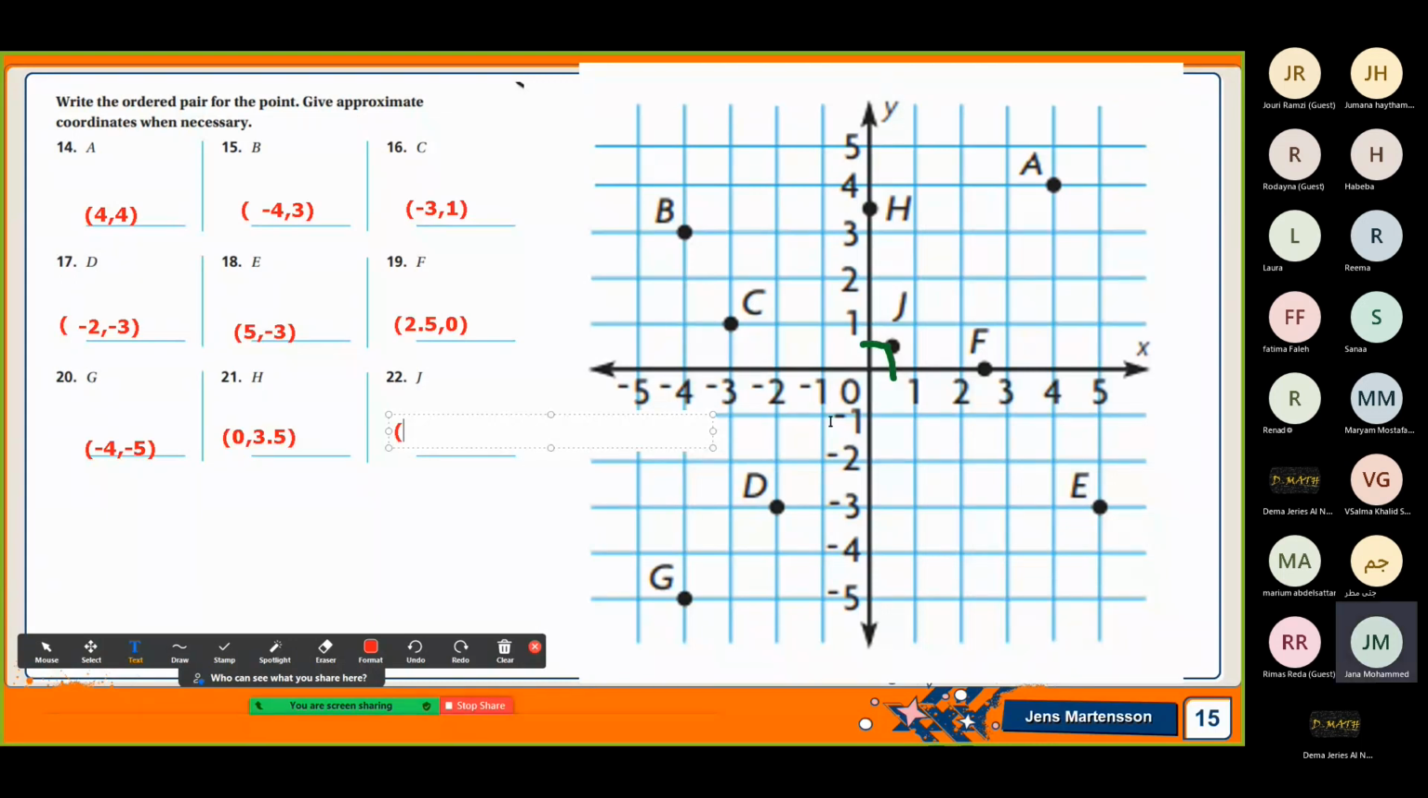Yes, between 0 and 1. So which point will it be? I don't know actually how to say the points. 0.5. It's between 0 and 1, so it will be 0.5. And what about the y coordinate? Miss, how is it? Also 0.5. This is between 0 and 1, so it's approximately in the middle. So you will say 0.5.